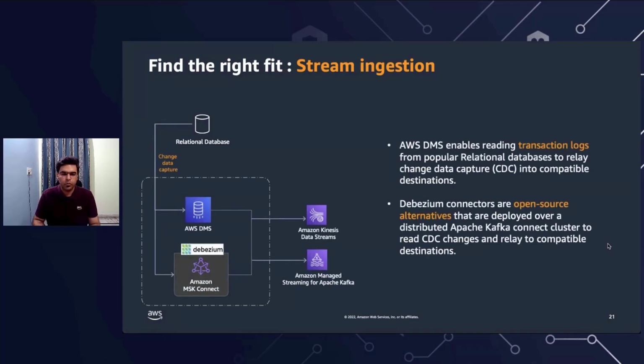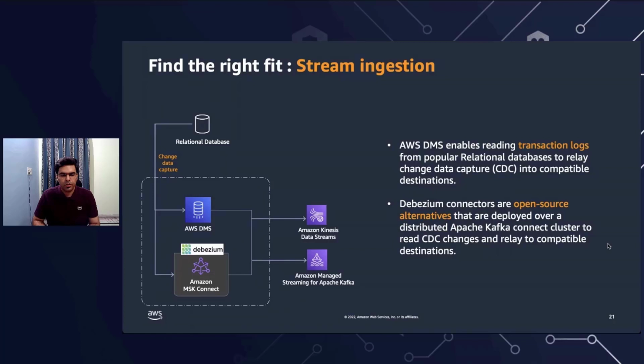So there are essentially two possibilities here. First is AWS Database Migration Service, which reads these change data capture events from those transaction logs. And then you can define a destination compatible with the endpoint. So you can have a MySQL to Kinesis data stream, a Postgres to Kinesis data stream kind of flow running.